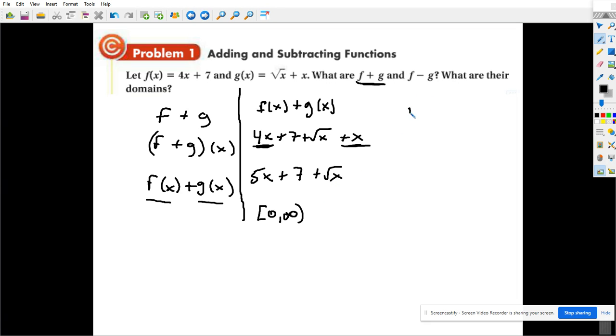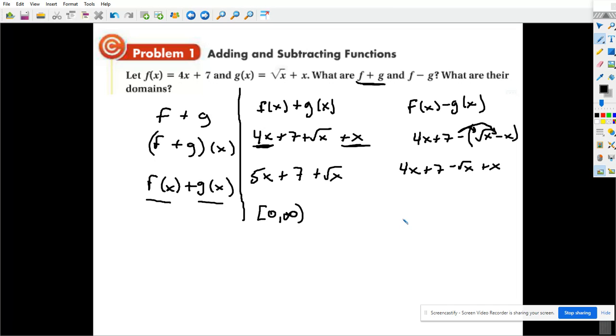Okay, so this one, f of x minus g of x. Now pay attention here. When I do f of x, I got 4x plus 7. I'm subtracting the entire function g of x, which is square root of x plus x. This minus sign gets distributed. I didn't have to worry about this with the plus because when I distribute a plus sign, nothing changes. But here, I've got 4x plus 7 minus square root of x plus x.